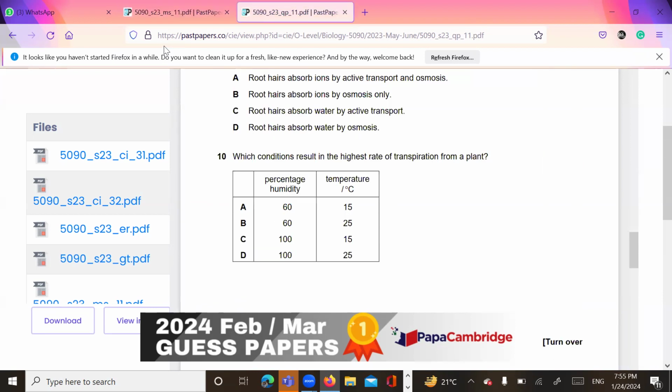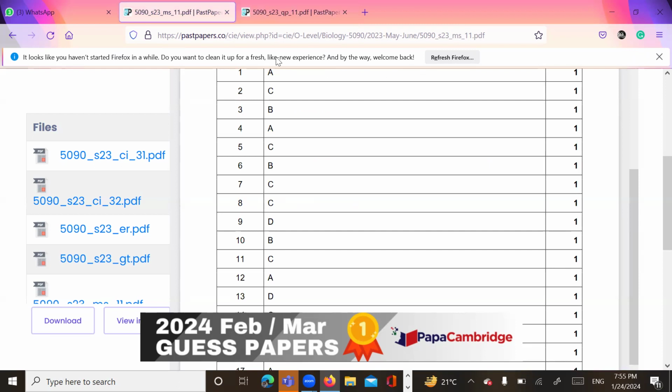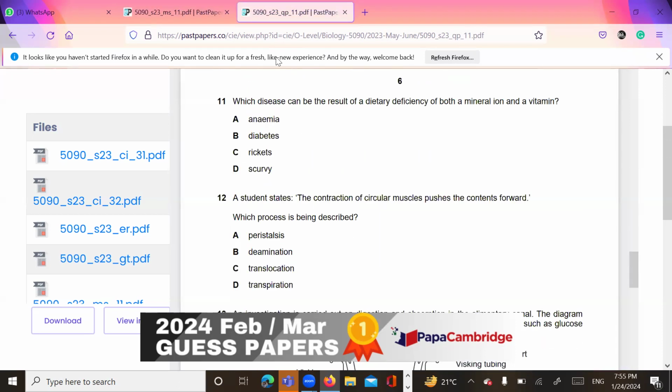10B, yes. Because if the humidity is on a greater level, the water won't evaporate from the leaf surface. Same goes if the temperature is low, it would not evaporate again, so it won't have the right amount of heat. So this is how we have come to the conclusion that B is the correct answer, as mentioned in the marking scheme as well.